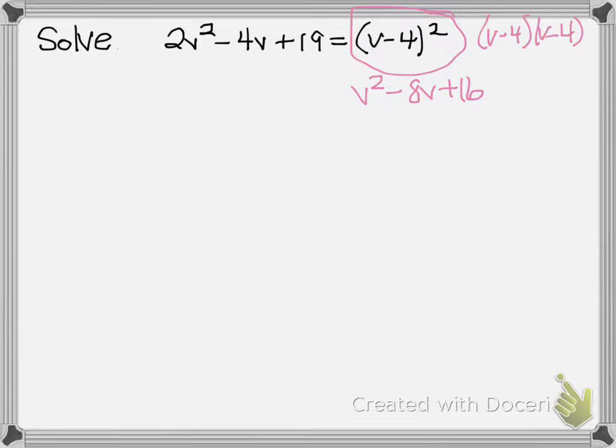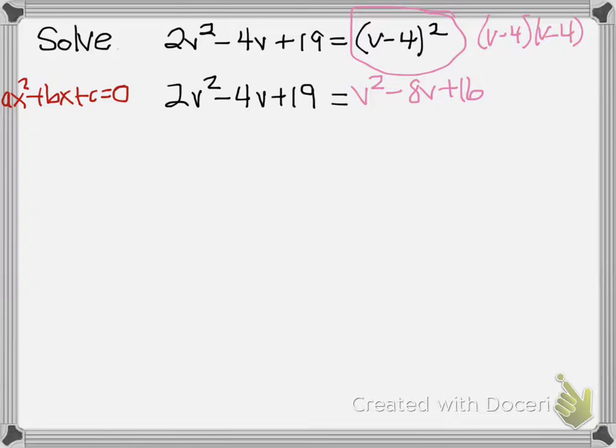First step. So we didn't do anything to the left-hand side, so I'm going to write the left-hand side down. Okay, so 2v squared minus 4v plus 19. I cannot solve this equation just yet. Quadratic equations need to be in standard form. Standard form is whenever you have your ax squared plus bx plus c is equal to 0. You have to have all the terms on one side and 0 on the other side.